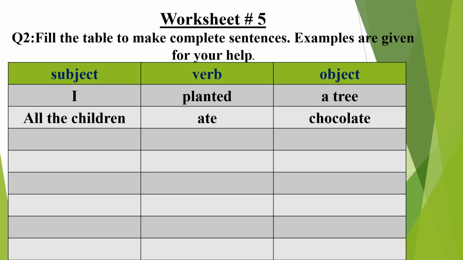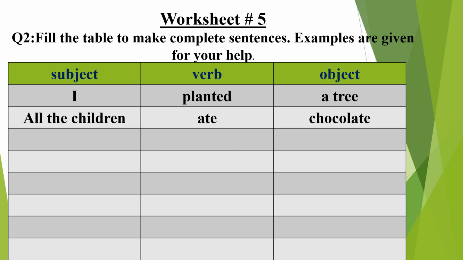Okay, let's move to question number 2 of worksheet number 5. Let's read the question first. Fill the table to make complete sentences. Examples are given for your help. Here a table is given and it has been divided into subject, verb and object column.